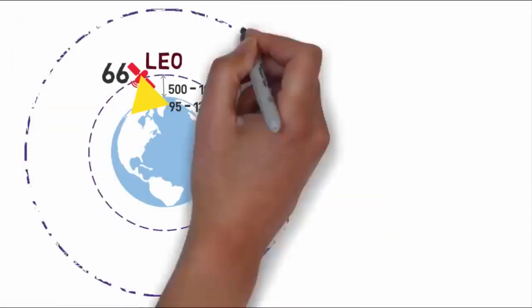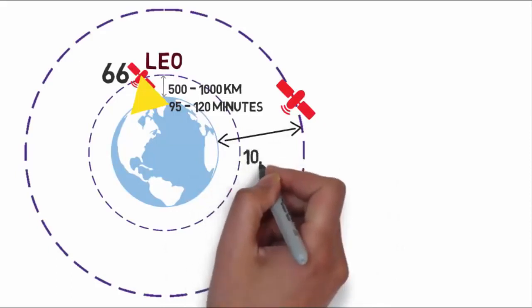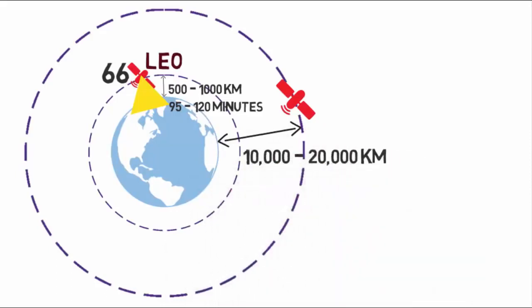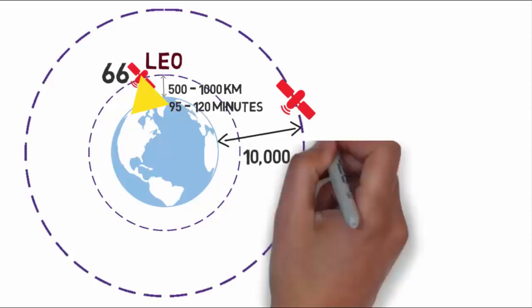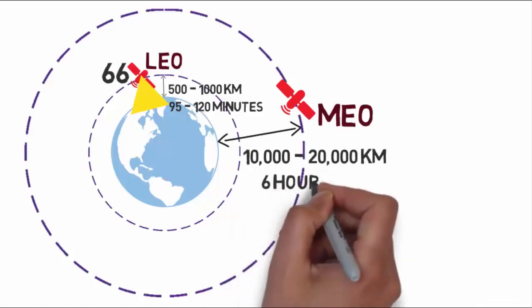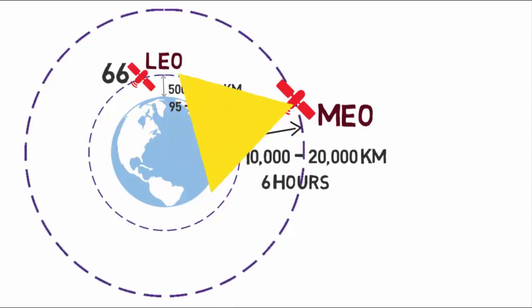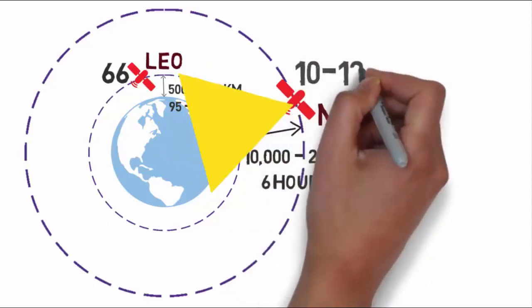Now medium Earth orbits are the orbits in which satellites are placed 10,000 km to 20,000 km above the surface of Earth. Since Van Allen radiation belt lies between 2000 to 8000 km that can damage the satellite, so medium Earth orbit or MEO starts from 10,000 km. And the satellite orbit period is about 6 hours. It can cover a larger area than the LEO satellites. To cover the globe, 10 to 12 satellites are required.